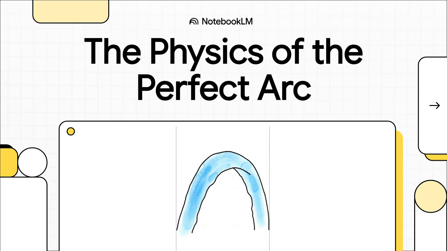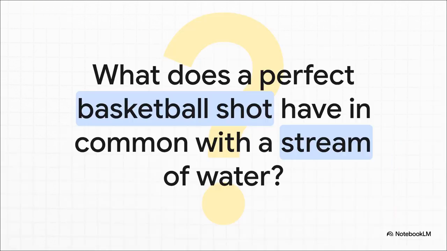All right, welcome. Today, we're going to crack the code behind something you see literally every day, that beautiful, perfect arc of an object flying through the air. So, what could a perfect basketball shot possibly have in common with, say, the water from a fountain? I mean, at first glance, they seem totally different, right? But if you really look, they both follow the exact same elegant curve. So, what's the deal? What simple rule is behind this path that looks, well, pretty complex?